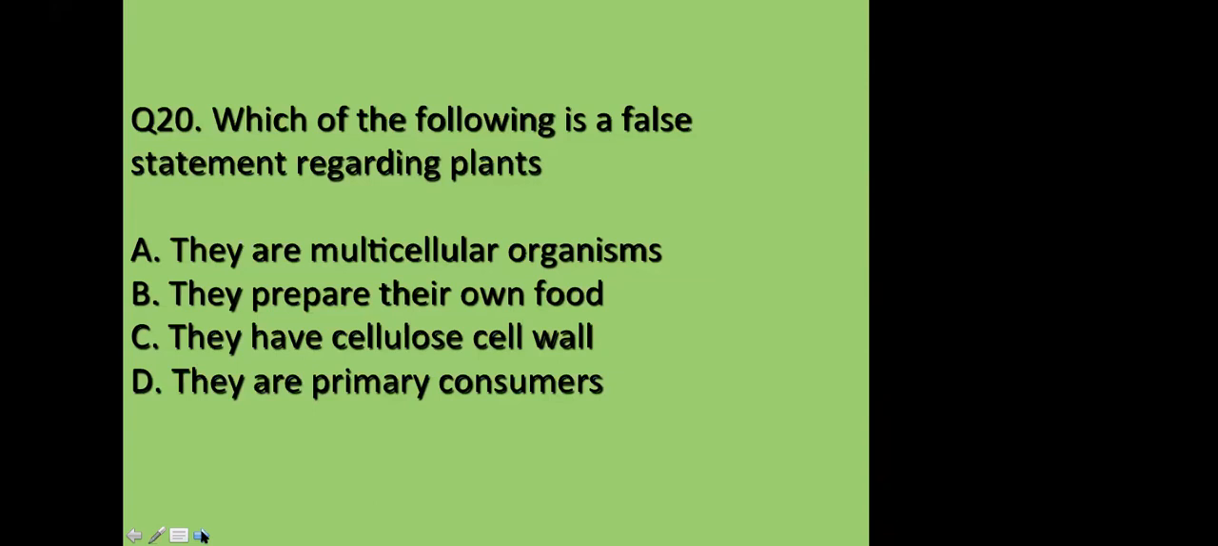So the right answer for this question is they are primary consumers. Plants are not consumers. They are autotrophs. They can prepare their own food. They are actually the producers. Plants are called the producers. They can produce their own food. So this is the false statement. They are multicellular organisms, that is right. They prepare their own food is right. They have a cell wall which is made up of cellulose, that is also correct. But the statement that they are primary consumers is the wrong answer. Clear, everyone?